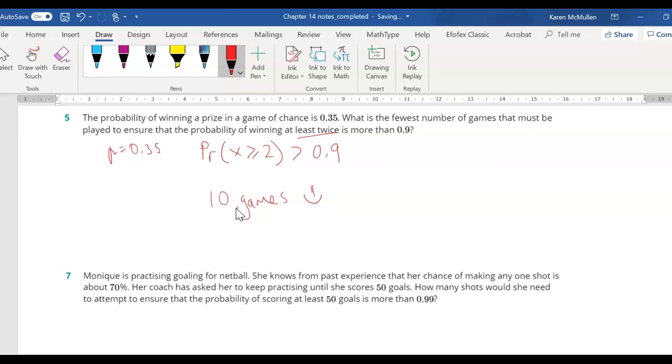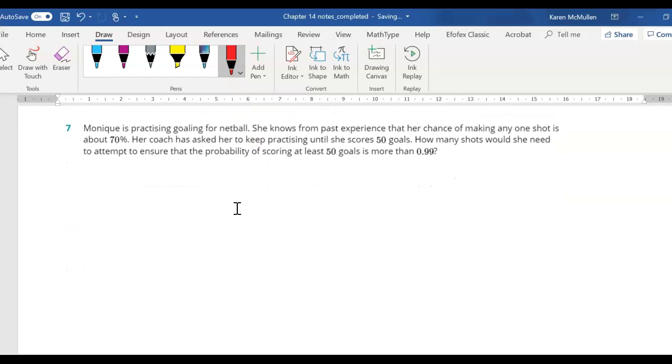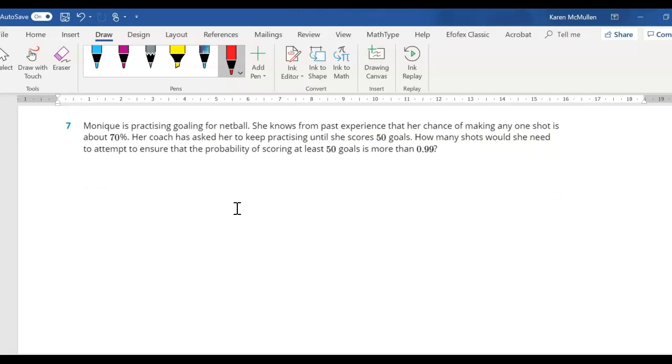All right, so I think that's a lot easier than doing the solve, especially when you saw me making those errors before. I'm quite liking that other method. All right, question 7. Monique is practicing goaling for netball. She knows from past experience that her chance of making any one shot is about 70%. So that's pretty good. Better than that other netball player from that other question. Her coach has asked her to keep practicing until she scores 50 goals. How many shots would she need to attempt to ensure that the probability of scoring at least 50, so the probability of X is greater than or equal to 50, is more than 0.99?